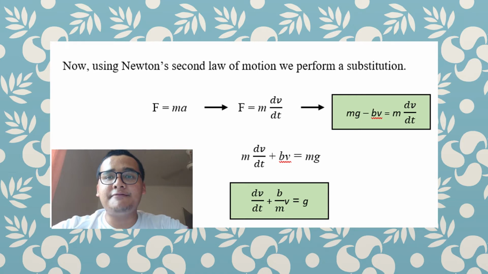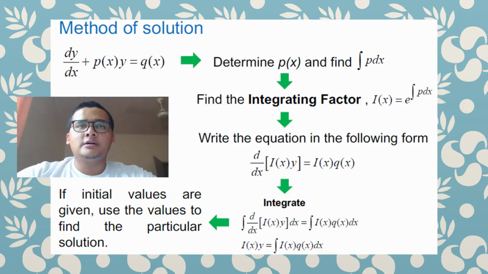Now we add bv to both sides of the equation, which makes the equation m dv/dt + bv equal to mg. To make it a linear differential equation, we divide both sides by m, and the equation gives dv/dt + (b/m)v equal to g.